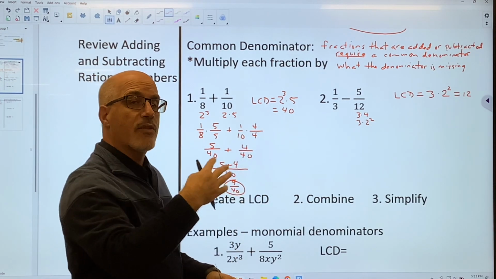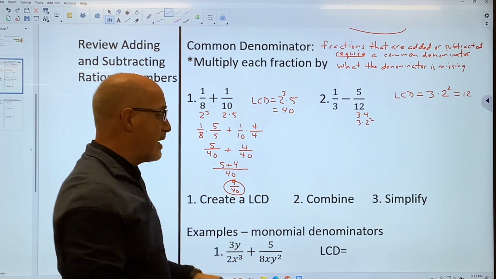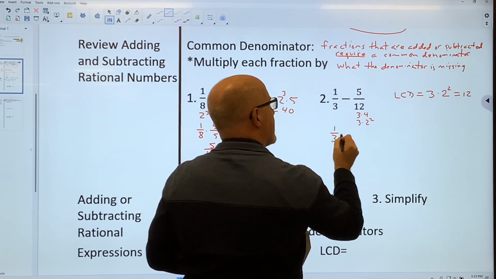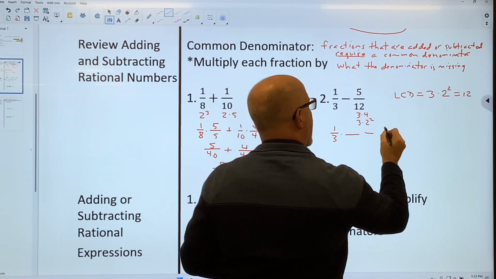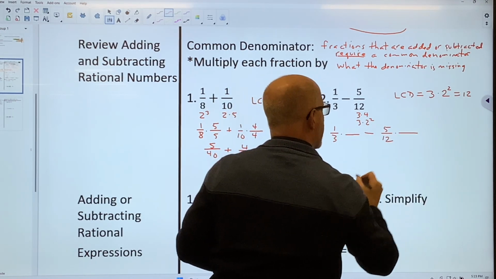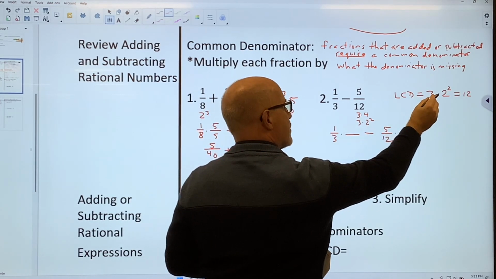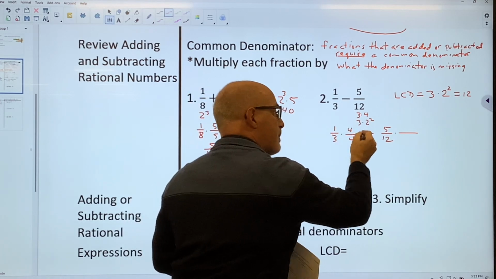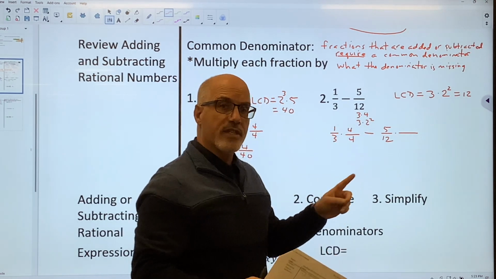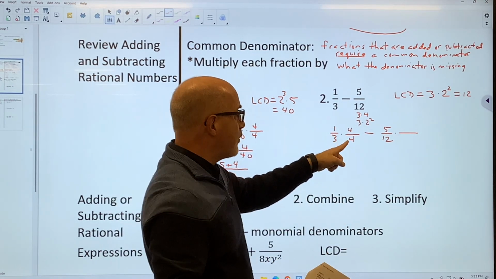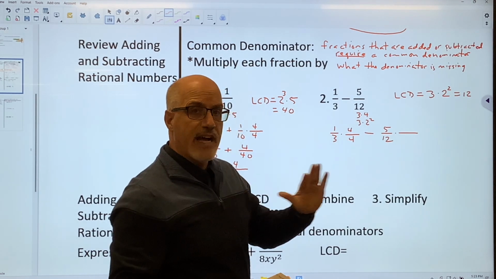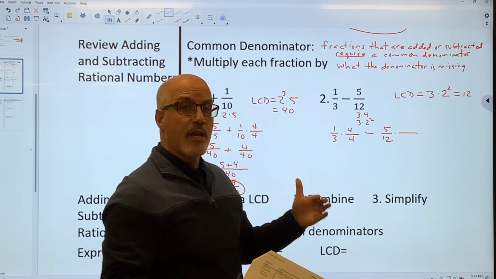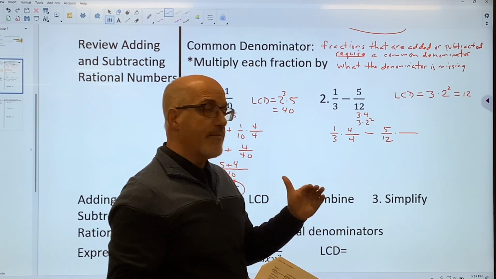But this kind of shows how the rule works with numbers, and it will help when we look down here with variables. All right, so 1/3 times what it's missing minus 5/12 times what it's missing. 1/3 is missing the 2 squared, which is a 4, so I need to multiply it by 4 over 4. Remember, by multiplying by 4 over 4, 4 over 4 is equal to 1. So by multiplying by that, I'm not changing its value. I'm just changing its form, so it now is a common denominator. But in a fraction, that is the same value.